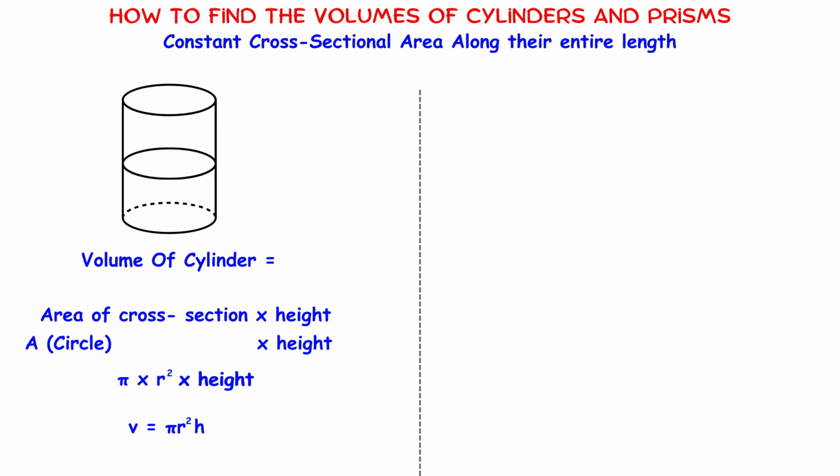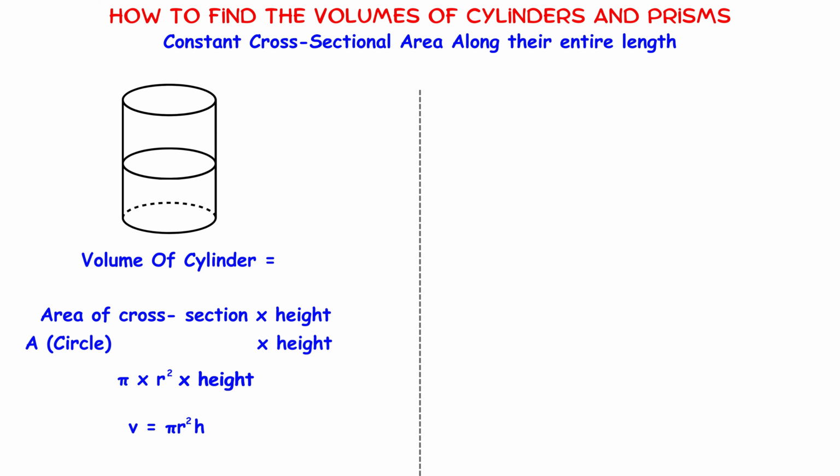This means that to find their volume, all we have to do is find the area of that cross-section and then multiply it by the height for cylinders or the length for prisms. So for our cylinder, which has a circle as the cross-section, the formula would be pi times radius squared, because that's the area of a circle, times the height.